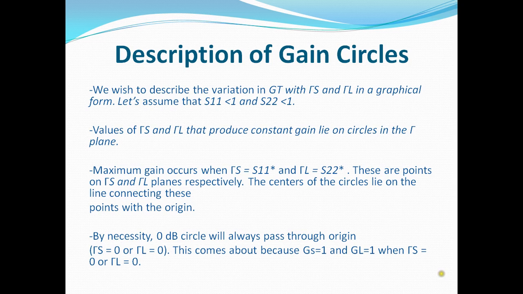This comes about because GS equals 1 and GL equals 1 when gamma S equals 0 or gamma L equals 0. GS is the gain of the source. GL is the gain of the load.